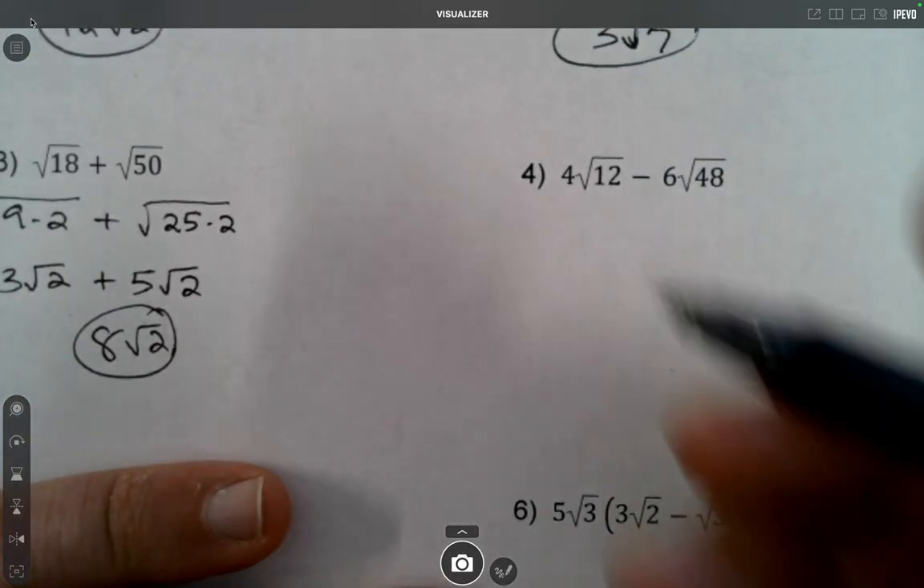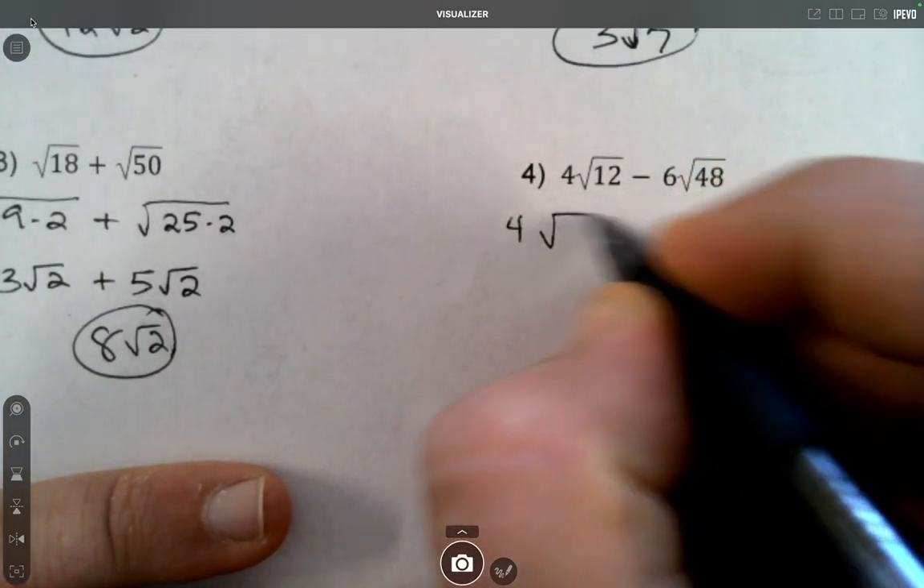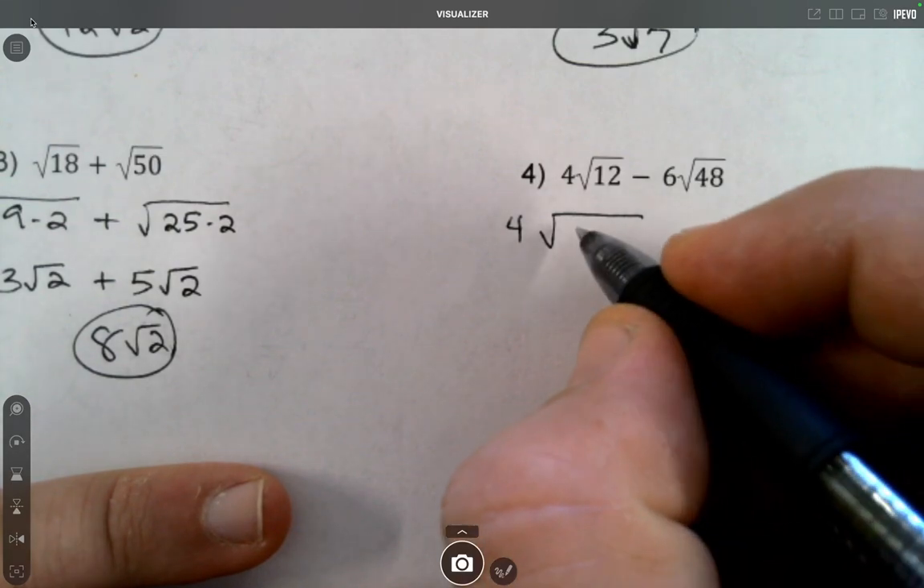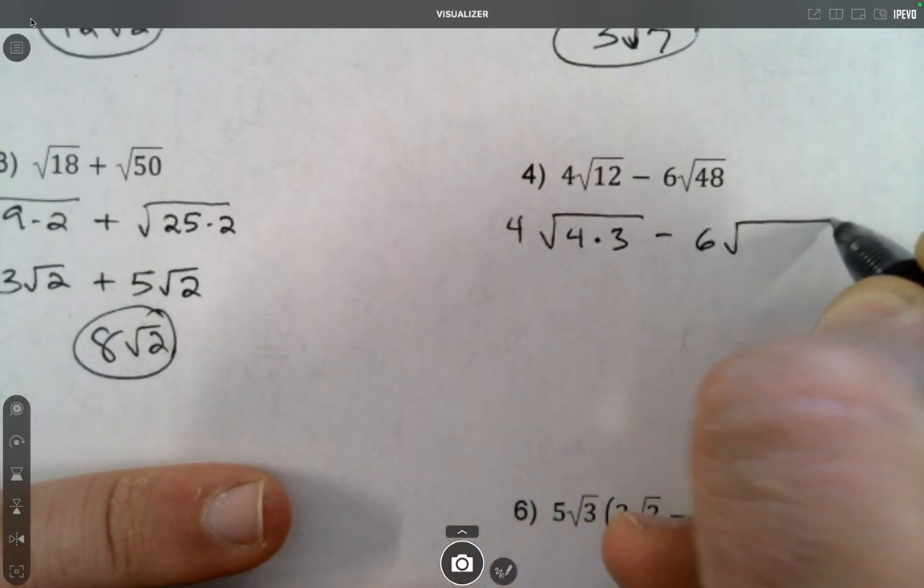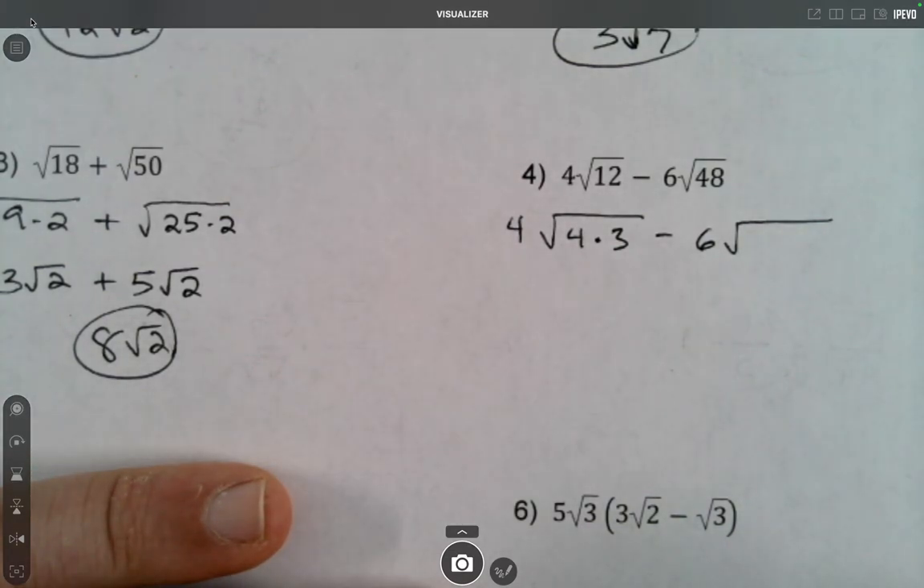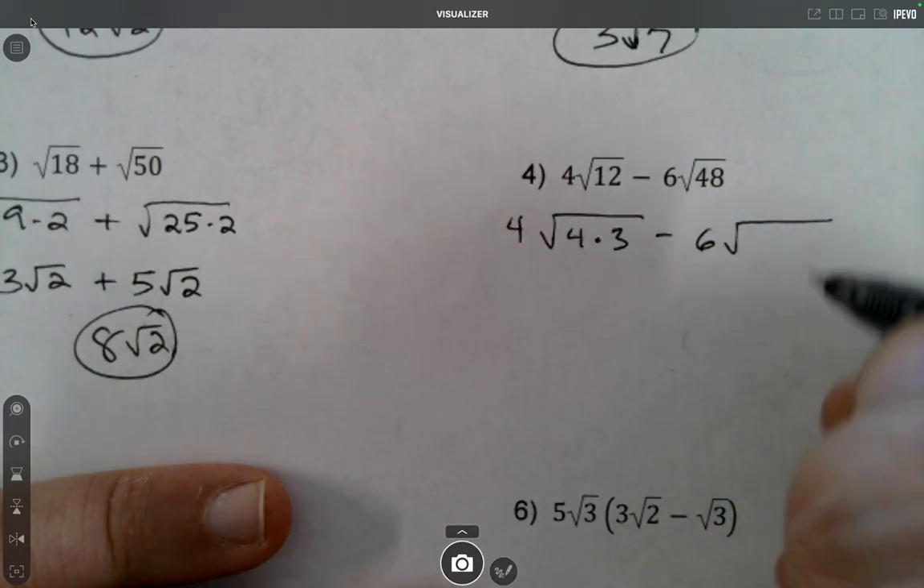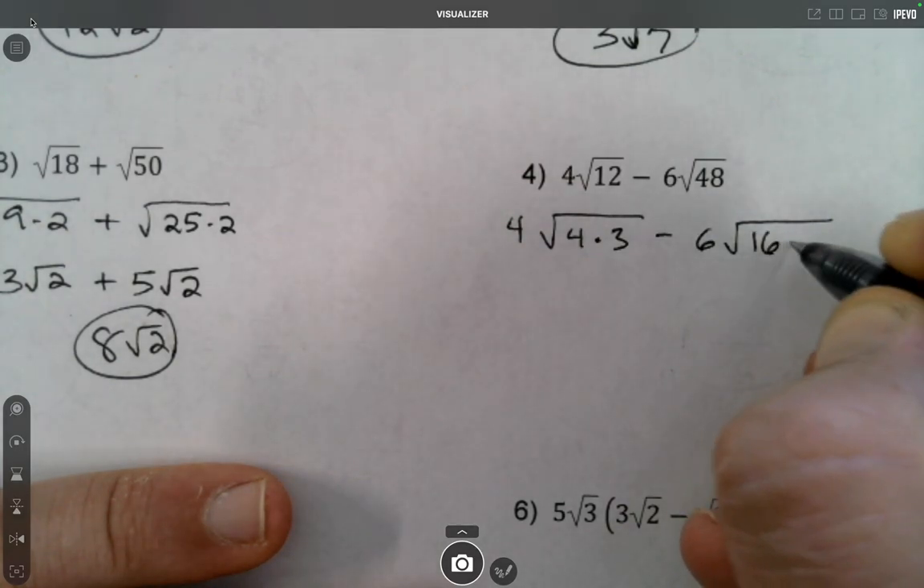Okay, so on this one, we need to think what factor of 12 is a perfect square. That'd be 4. Same with 48. We've got to think what factor of 48 is a perfect square. Well, 4 does go into it, but a bigger one, which is 16.